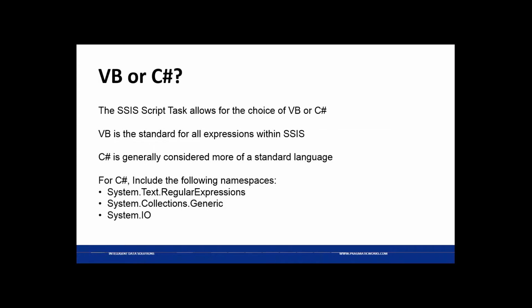Personally, I prefer C# because to me it's more of a platform language. It's a little bit more commonly adopted, and most people that have any kind of programming background have taken C++ or C# and should know the libraries at least reasonably well. So I prefer C#, and the important thing to remember is if you use C#, you need to include the following namespaces: regular expressions, collections generic, and IO. The regular expressions is pretty obvious. If we want to do regular expressions, we have to include that library. The generic collections is just for string functions, and the IO is to pass parameters back and forth from the package to the script task.